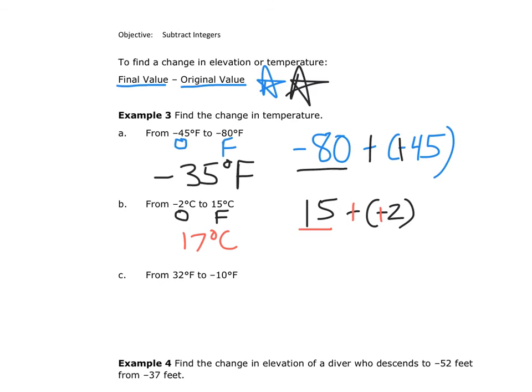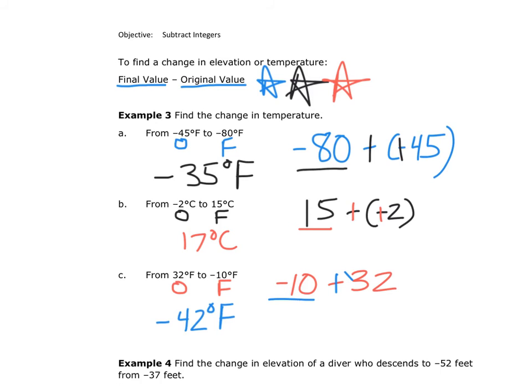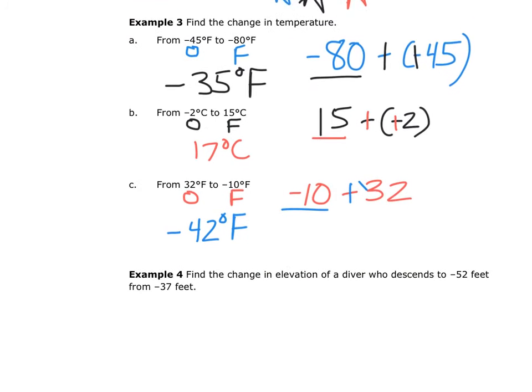It says from 32 to negative 10. So this is your original and this is your final. So once again up here, I'm going to do final minus original. So final, negative 10, minus the original, 32. And then I can keep, change, change. And then I would have negative 42 degrees Fahrenheit. So it went down 42 degrees.